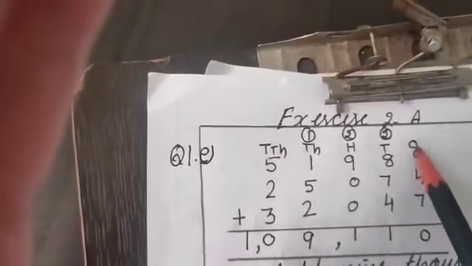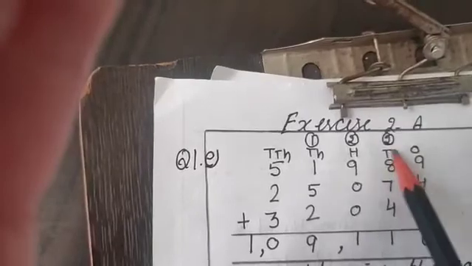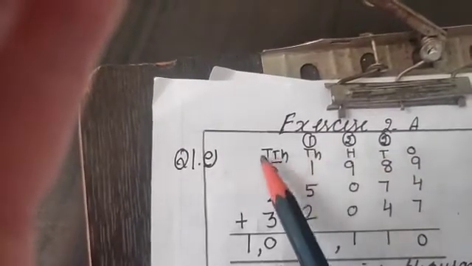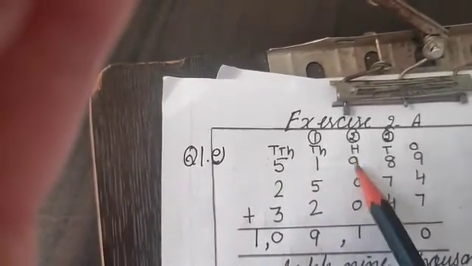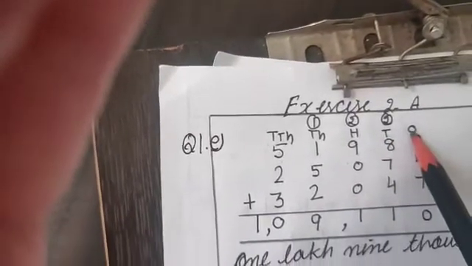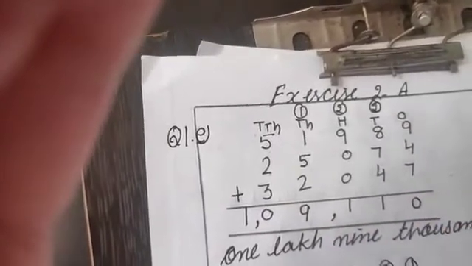First step, I have marked the places: ones, tens, 100, 1000 and up to 10,000. Then I have started writing digits according to their places. 10,000 place 5, 1,000 place 1, 100 place 9, tens place 8, ones place 9. Then the same way 10,000 place 2, 1,000 place 5, 100 place 0, tens place 7, ones place 4, and this one also. Now we will find out their sum.